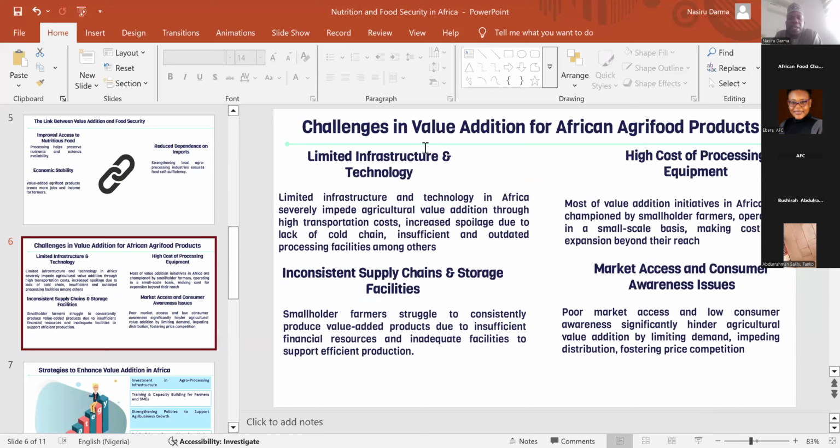The fourth challenge, one of the most alarming challenges the agripreneurs are facing in terms of value addition in Africa, is market access and consumer awareness, right? We Africans have the tendency of picking a foreign product over what is locally produced, right? So this narrative has to change.